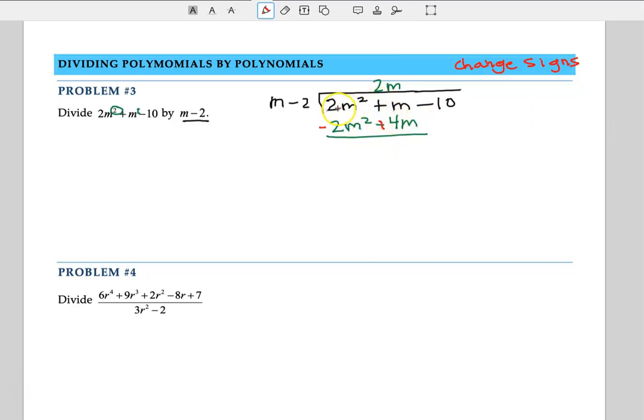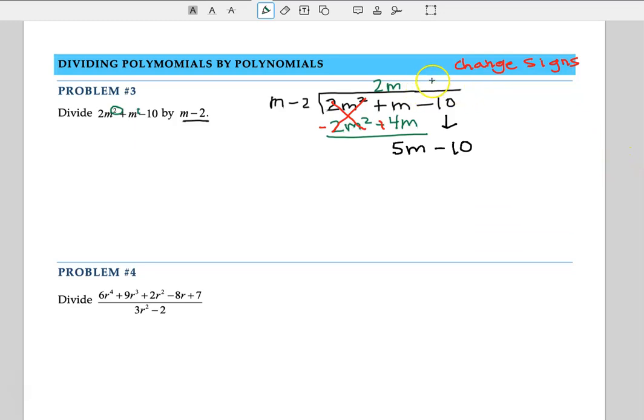So what happens here is we see, all right, when we do that, the 2m squareds are gone. And that's what we were trying to make happen. So that's good that that happened. And then we're left with, right, m plus 4m, which is going to be 5m. So I'm combining those together after I change the signs. And then just like we did on the long division problem above, we bring down the next term. Okay, and then we start this process over again.